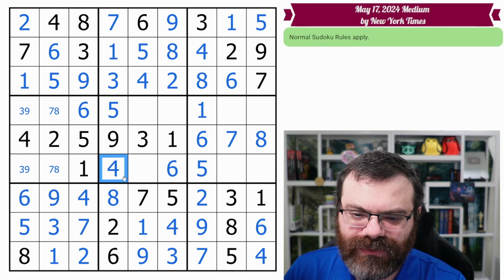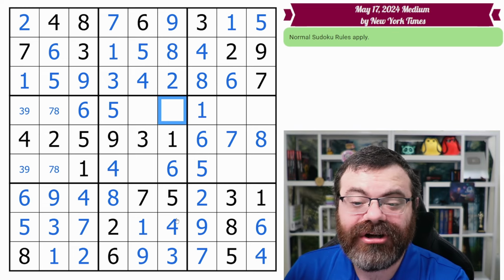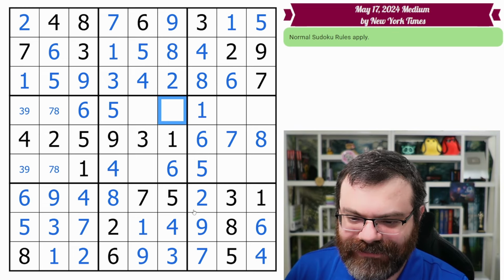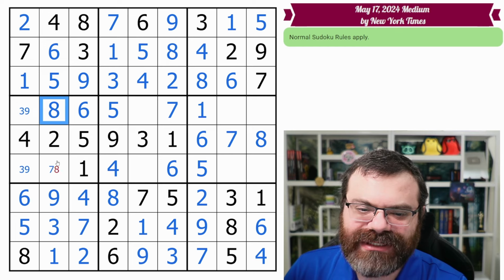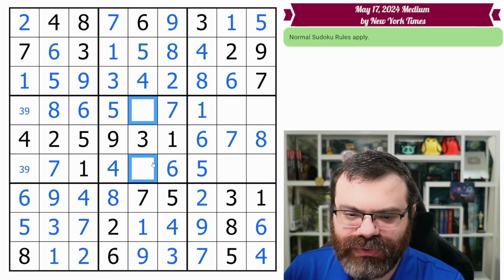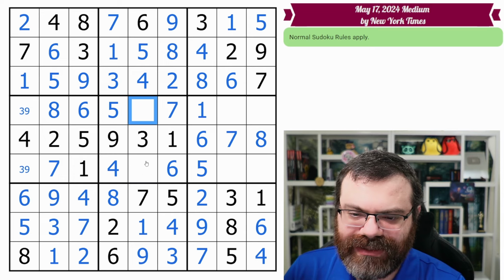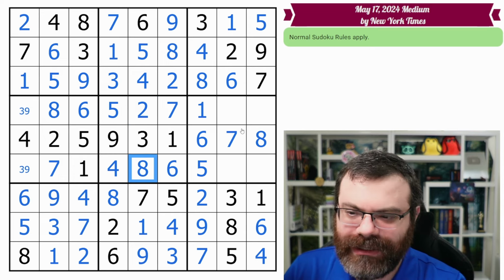We need a four, so that four goes there. This is also done. It's hard to scan columns when I have it very large on my screen. 1, 2, 3, 4, 5, 6. So we need a 7. That gives us the 8 and the 7 here. This pair is going to be 2 and 8. So this 8 tells us that this is the 2 and this is the 8.